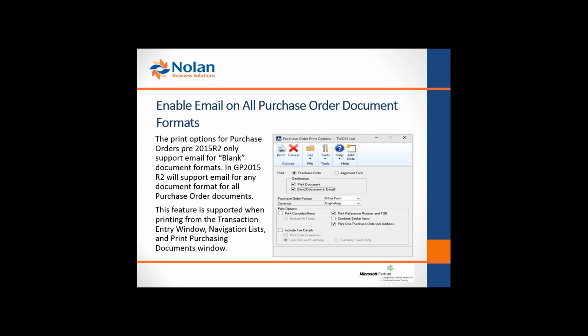You can now enable email on all the purchase order document formats. In previous versions, it only was supported with the blank format, but now you can choose which purchase order format you would like to email out. This feature is supported when printing from the transaction entry window, navigation lists, and print purchase document window.